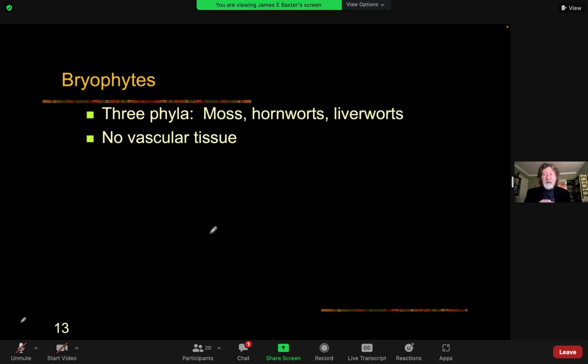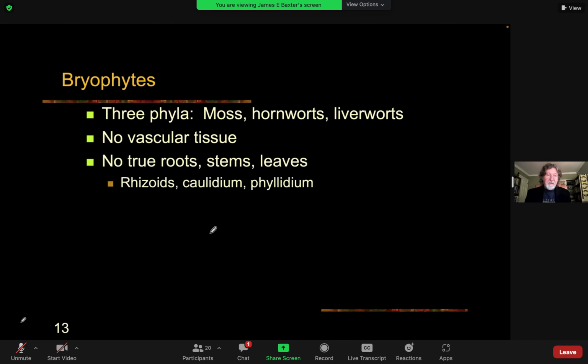All of the bryophytes are very, very small, okay? They don't attain a very large stature. They're usually mat-like, usually many individuals growing very close together, and none of them are very tall at all. So no vascular tissue, and that's the reason.